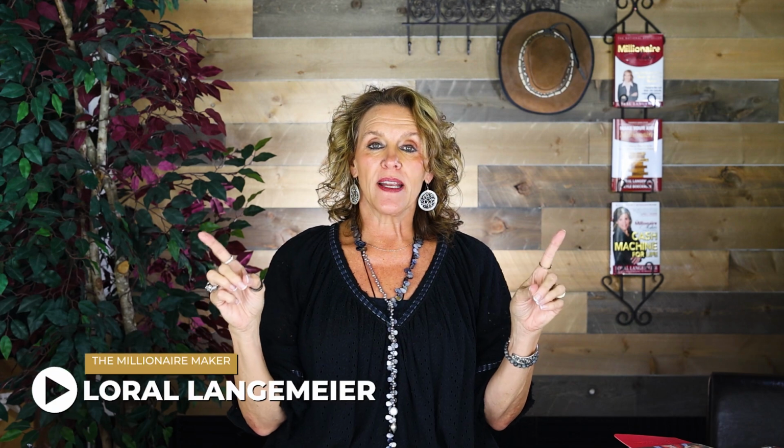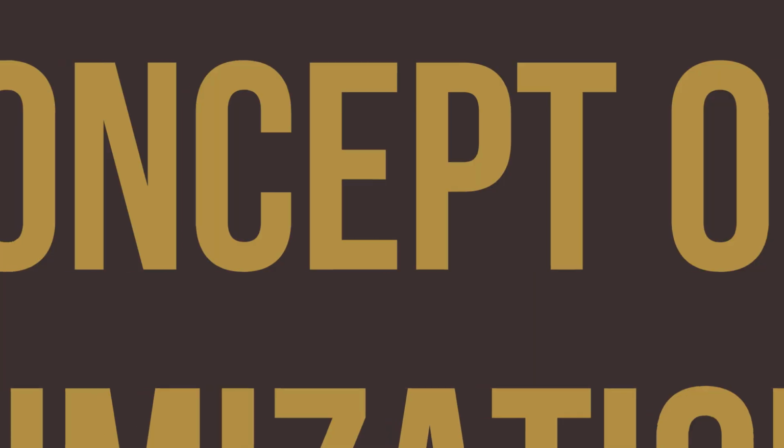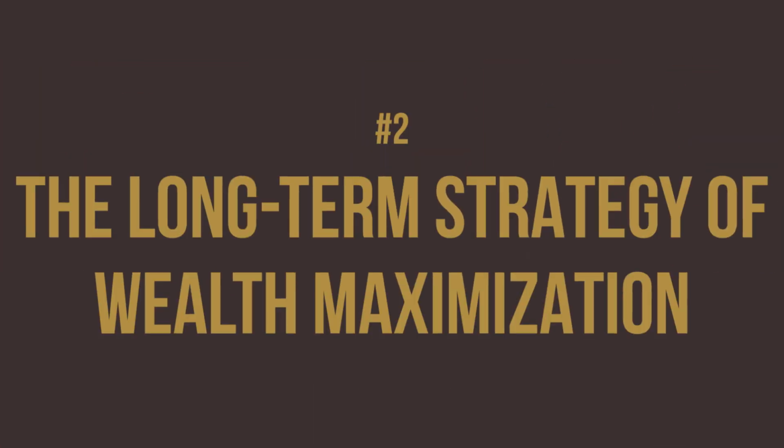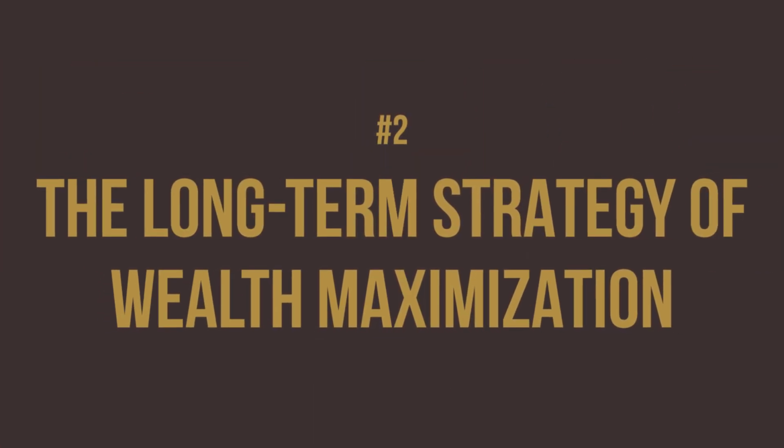So to share this point, I want to talk about three very specific things. The core concept of profit maximization. I'm going to talk about the core concepts then of wealth maximization. And when do you use them, and can you use them concurrently in your plan, assuming you have a plan?